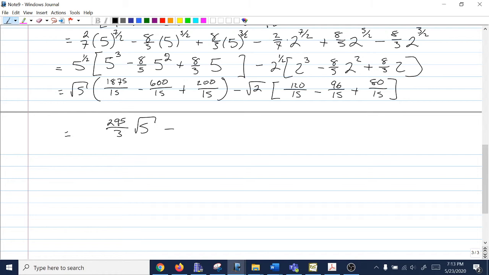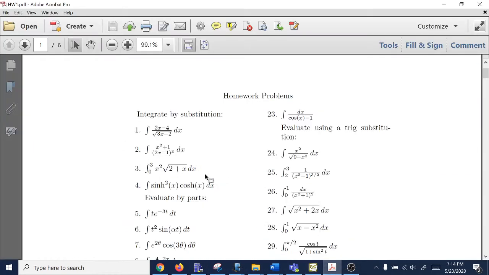120 plus 80 is going to be 200 minus 96. I'm getting 104 over 15 root 2. Here's our weird answer. That was number 3.